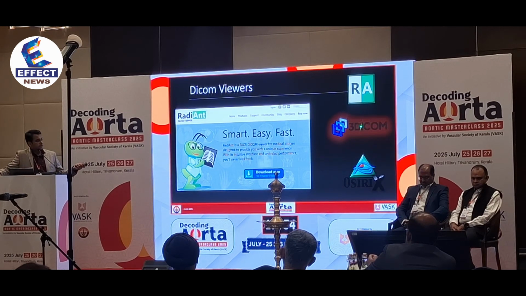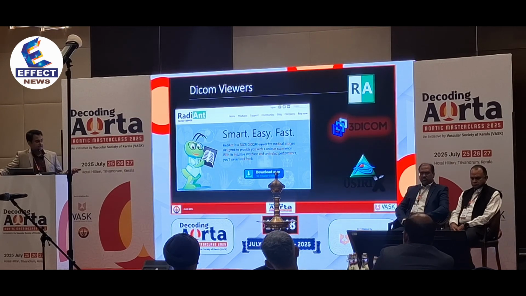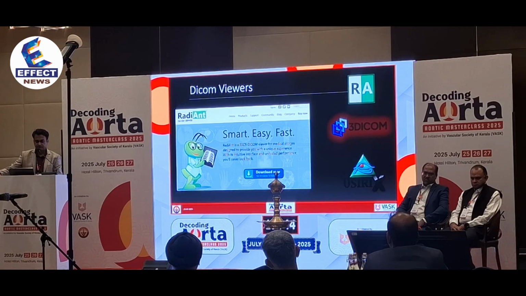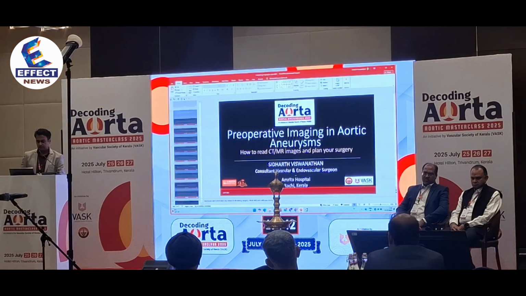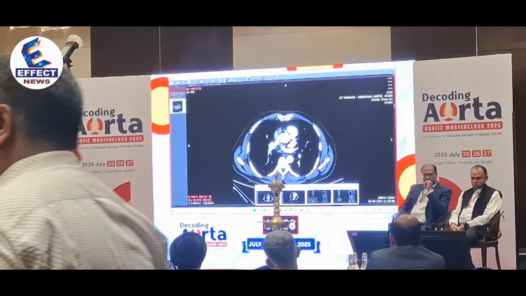There's another one called the 3DICOM, which is an online software. You can directly view your images by uploading onto the website. And then there's the Osirix, which is useful for Mac users. So I'll just quickly run through a couple of CTs in the Radiant DICOM.